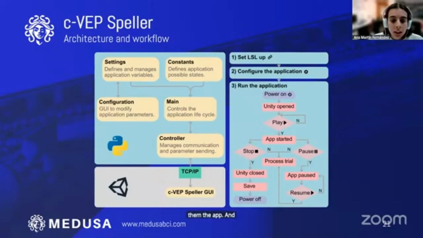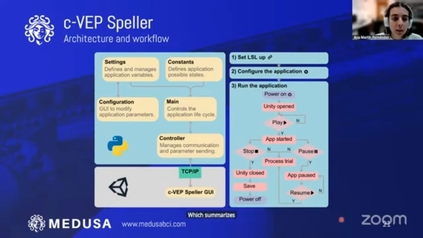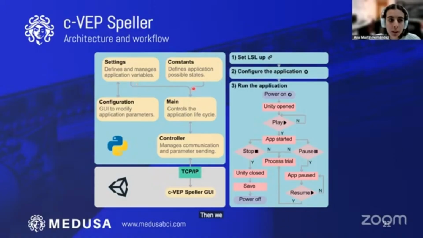Taking a deeper look into it, we will start talking about the application with this diagram, which summarizes both the architecture and the workflow of the application. First, on the left side, we can see the architecture of the application. We have first the Python side, where we can differentiate five modules. We have the settings module, which defines and manages all the application's variables. Then we have the constants module, which defines all the application's possible states.